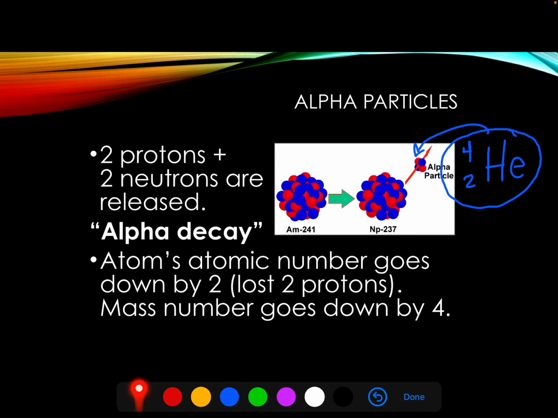During alpha decay, it means that an alpha particle is lost. So if americium-241 goes through alpha decay, it means it's lost an alpha particle and turns into neptunium-237. The atom's atomic number goes down by 2 because it's lost 2 protons, and the mass number goes down by 4.